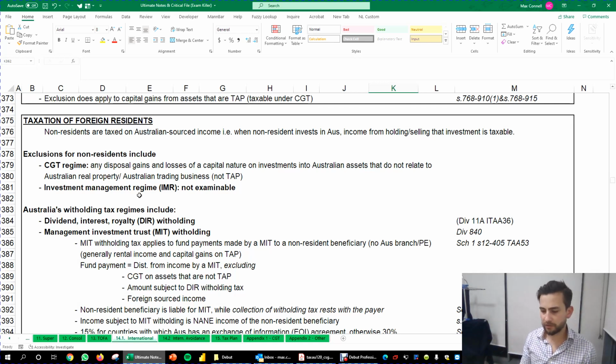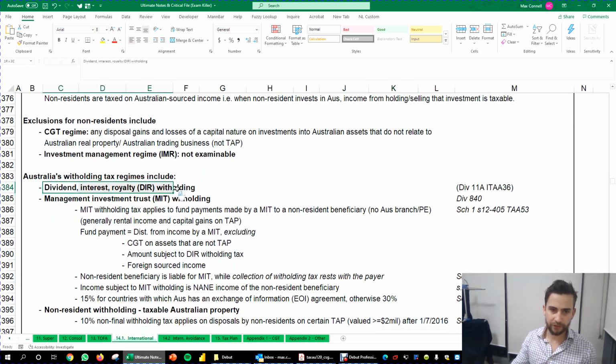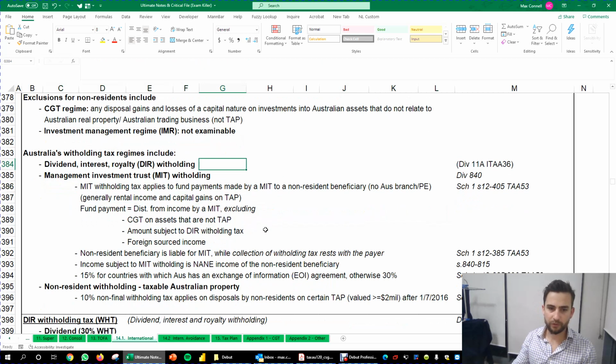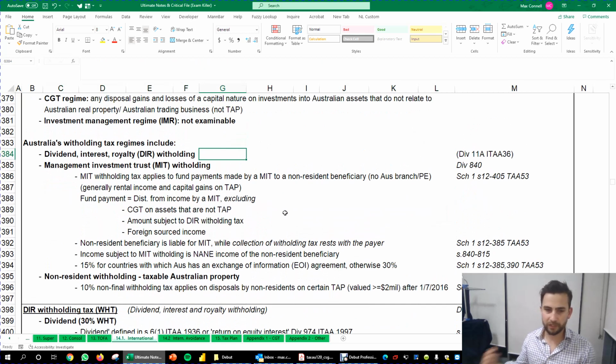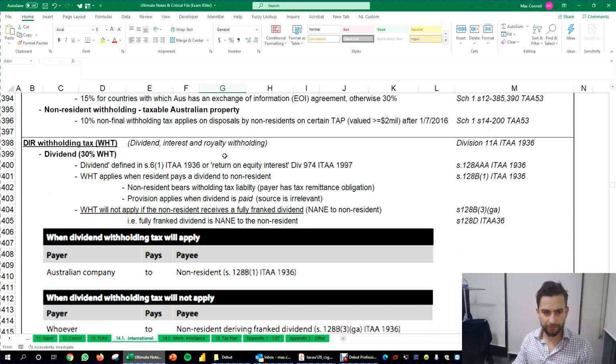Now, to avoid foreigners withdrawing the money and never lodging a tax return in Australia, what Australia does, as do many countries around the world, is they actually withhold tax on certain types of income. So, for example, dividend, interest, royalty, all have withholding amounts. So whoever it is who's paying the amount needs to withhold it if they don't have a tax file number. Management investment trust withholding is another example. Non-resident withholding for taxable Australian property is another one.